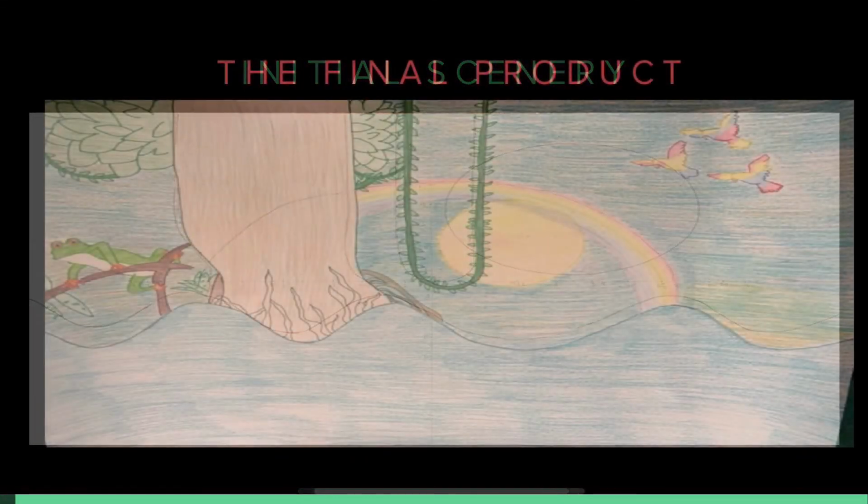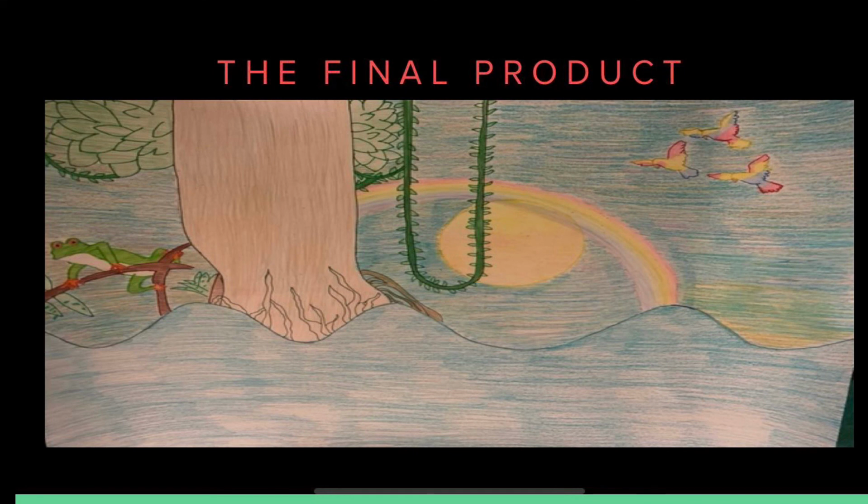And now moving on to our final product. This is the final and painted drawing. You see our beautiful tree, rainbow, water, the sun, and we added a couple more things like the frog, the bird. Since it's a rainforest, we're making it look very beautiful, very colorful.